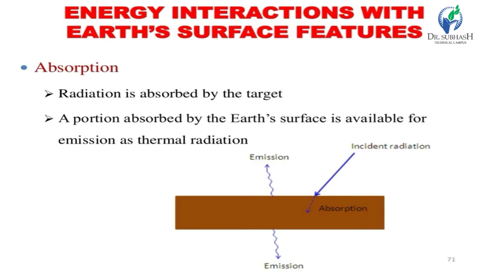A portion absorbed by the Earth's surface is available for emission as thermal radiation, because that absorbed energy is re-emitted as thermal emission. Like during the daytime, all the sun's energy is imparted, but some wavelengths of sun energy are absorbed by our atmospheric gases, and that is released as thermal energy. So the night temperature doesn't fall below the expected limit. Carbon gases are one type of absorption example.